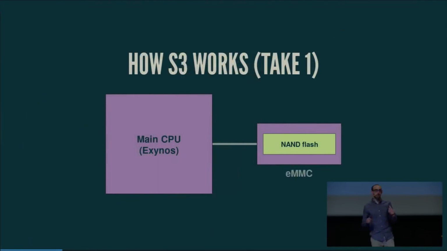So this is my current understanding of how the S3 works. This is a rough schematic. There are a lot of different peripherals that aren't there, obviously. There's the main CPU, which is called Samsung Exynos. It's an ARM-based CPU. And then you have the eMMC chip, which is a storage device. It's the standard storage device for phones. And there's some NAND flash inside of it. So it's one package. And if you inspect the silicon, you'll see a NAND flash chip.